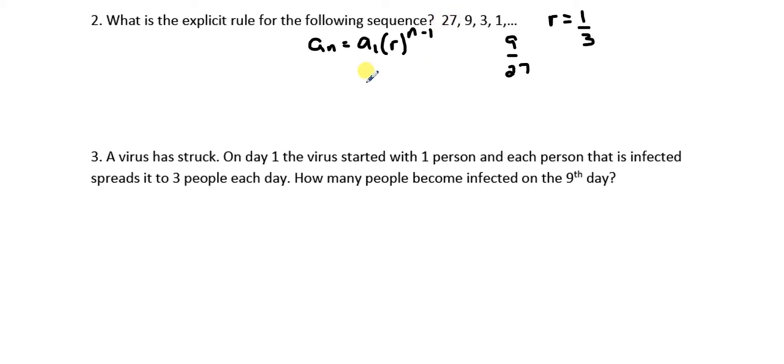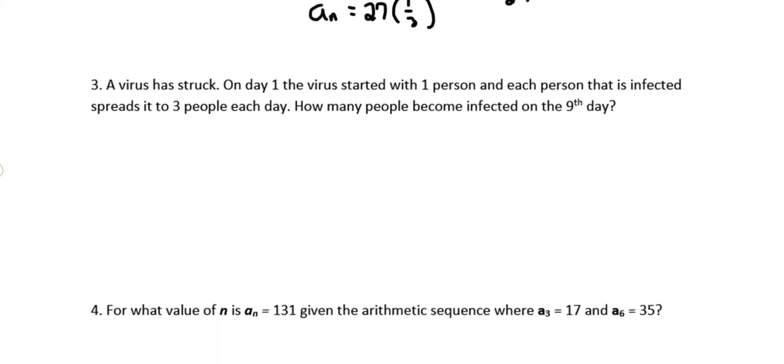So A1 is the first term, so our formula or explicit rule is 27 times R, which we found, which was 1/3, to the n minus 1 power. So if we wanted to find the 10th term, we'd do 27 times 1/3 to the 9th power, and that's AN.